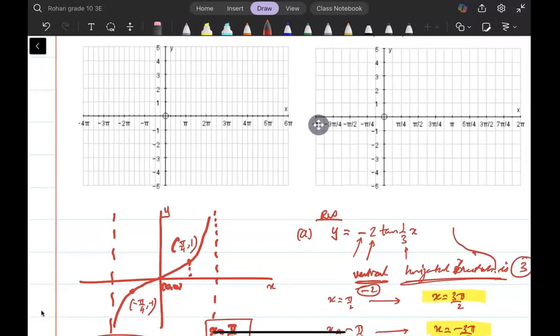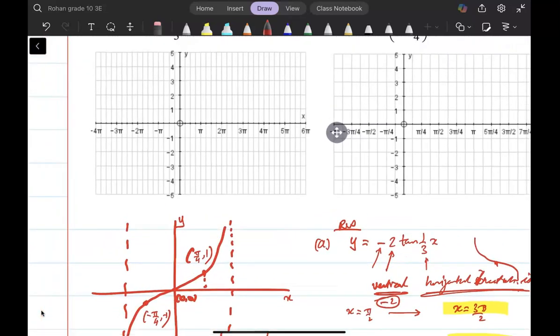Sure. So now 3 pi by 2. 3 pi by 2 is 1.5. And this is minus 3 pi by 2. The x-intercept will be in the center. And how much is the period? 3 pi now, right? Period will be 3 pi.